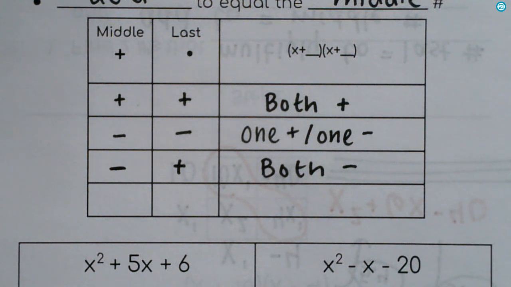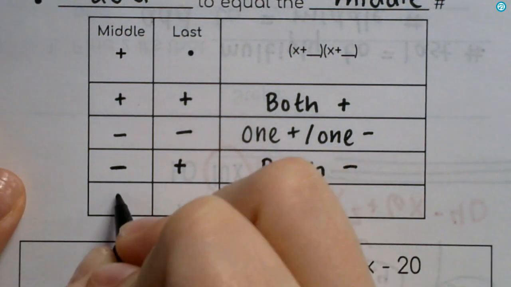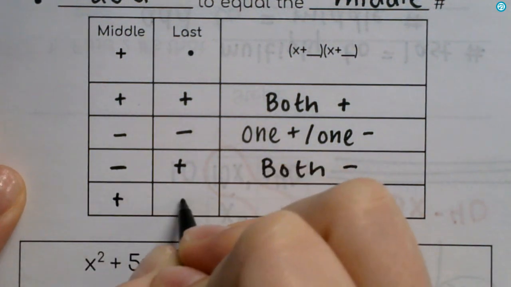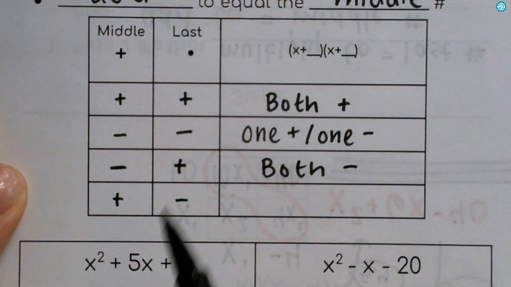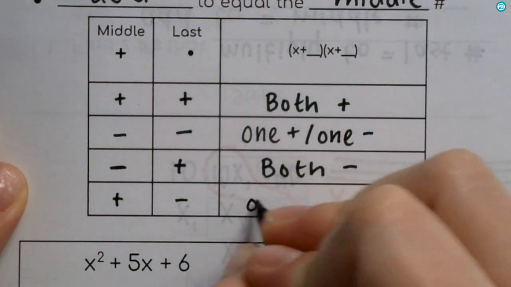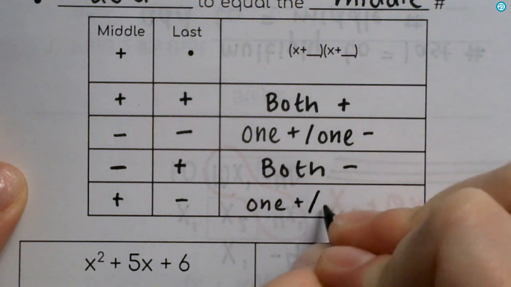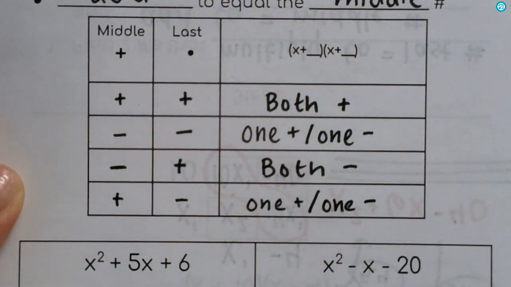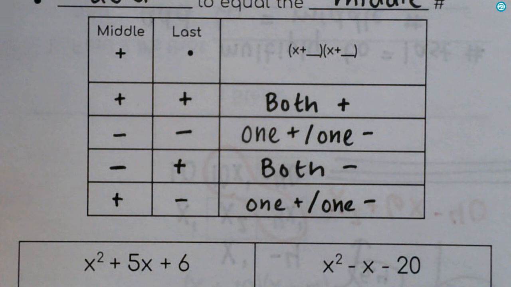Okay. And then the last option of things we could need is if we needed to add to be positive, but multiply to be negative. Again, the only way to multiply to be negative is one positive and one negative. So those are the 4 options of what can happen, depending on whether the numbers that you're going to add together or the numbers that you're multiplying are positive or negative.